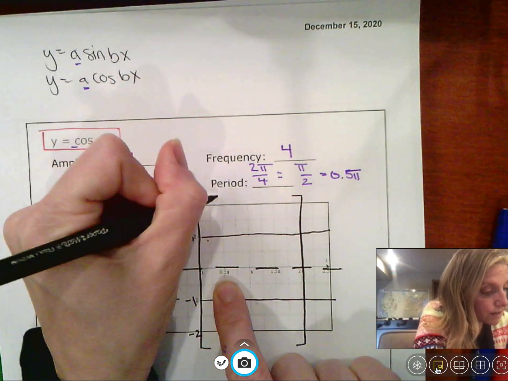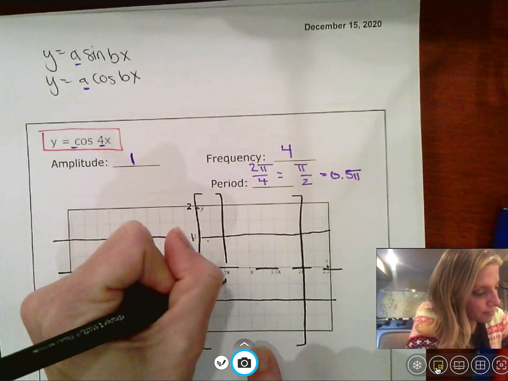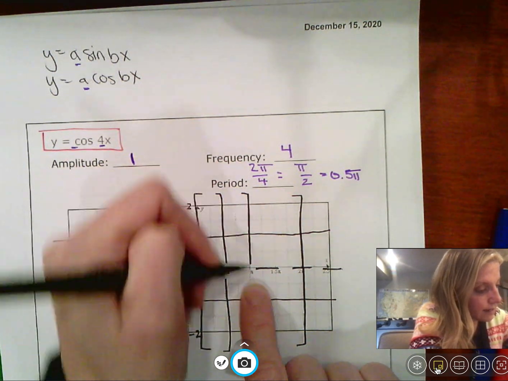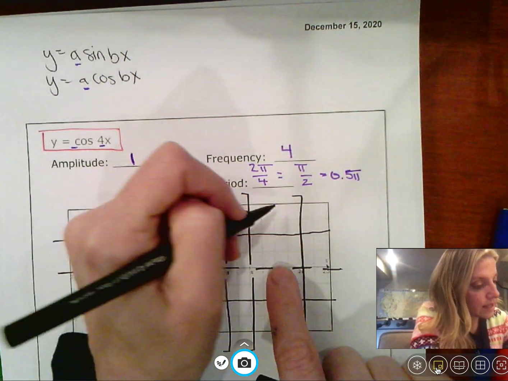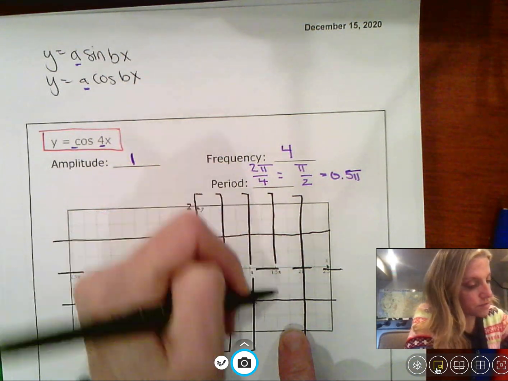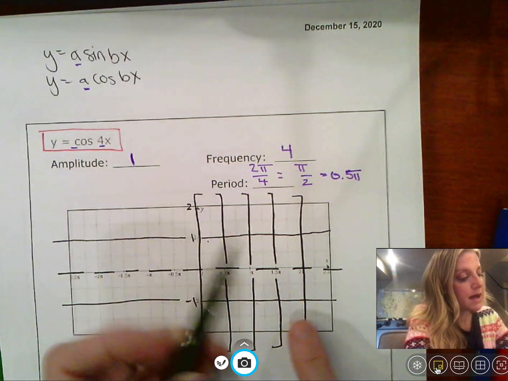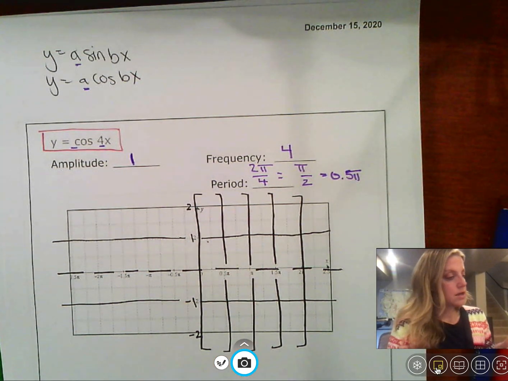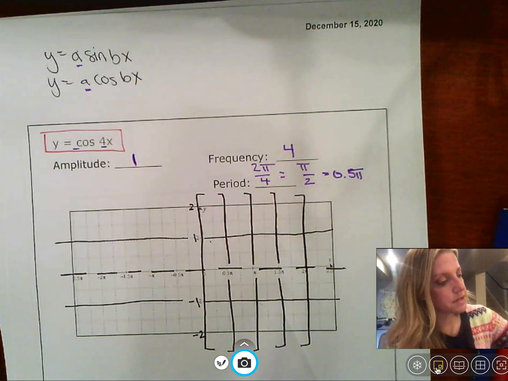So I see 1/2 pi. And then I go 1/2 pi again to pi. And then I go 1/2 pi again to 3 pi over 2, or 1.5 pi. And then 1/2 pi again to get to 2 pi. So this is a pretty skinny one.